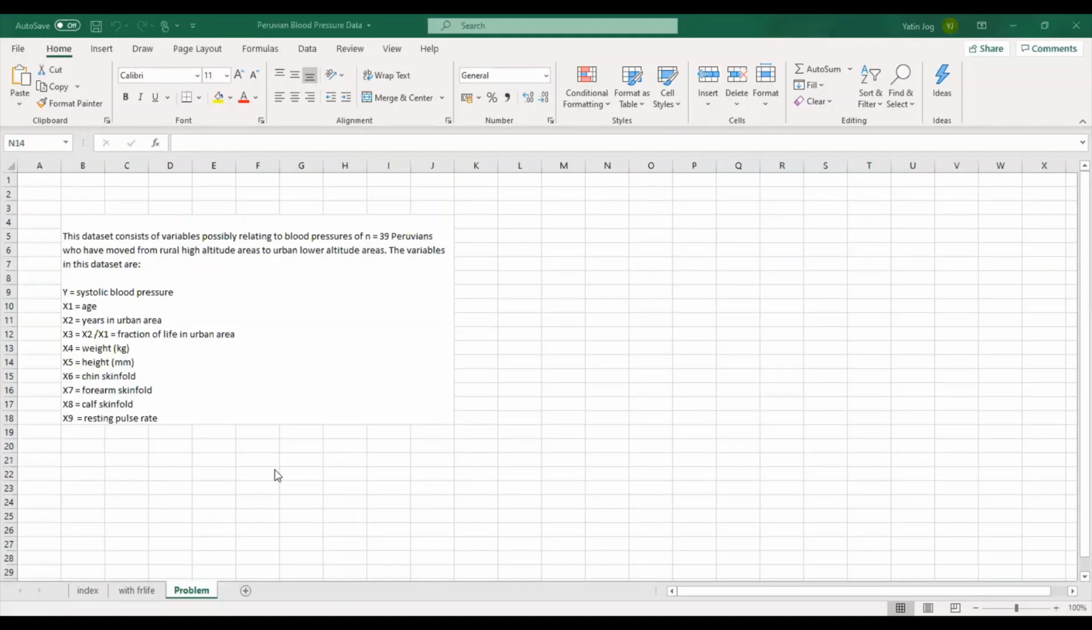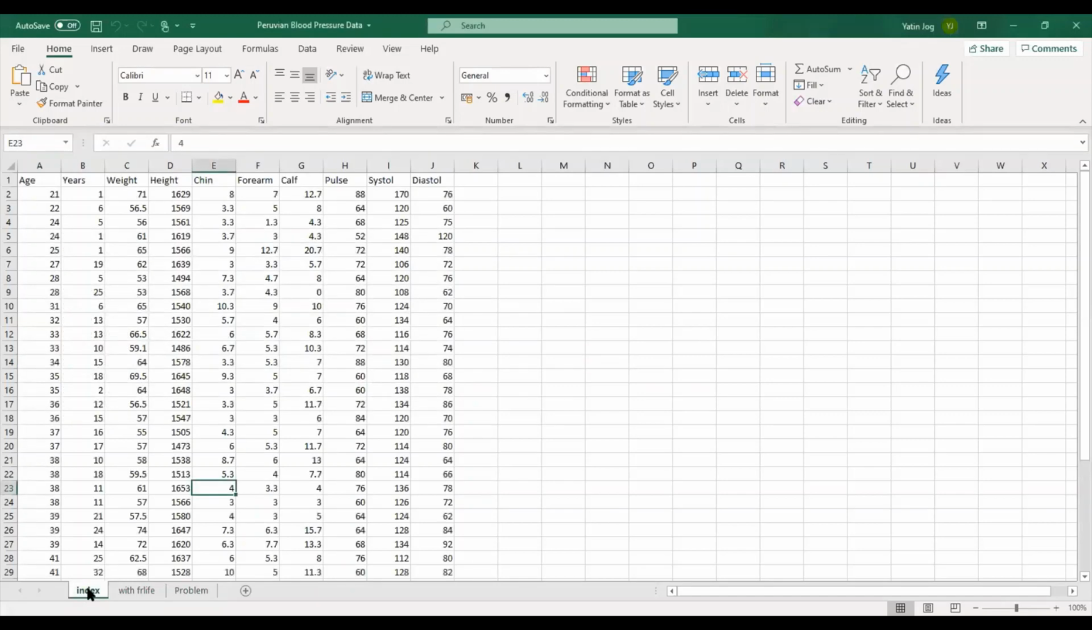So this is the Excel file which I have shared with all of you. The first sheet consists of the actual data, the data which has been received, with columns like age, years, weight, height, chin, forearm, calf, pulse, systole and diastole. So we have these two variables for which we are trying to create models. First is systolic blood pressure, which is the upper value of the blood pressure, higher blood pressure. And second is diastolic blood pressure, which is the lower value or low blood pressure value.